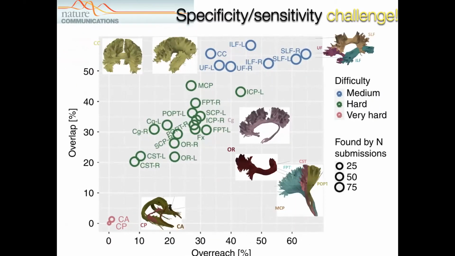And just to show you a few bundles, it's been quite established that some bundles are harder to track than others. So the blue bundles on the top right corner are the easier to track bundles.